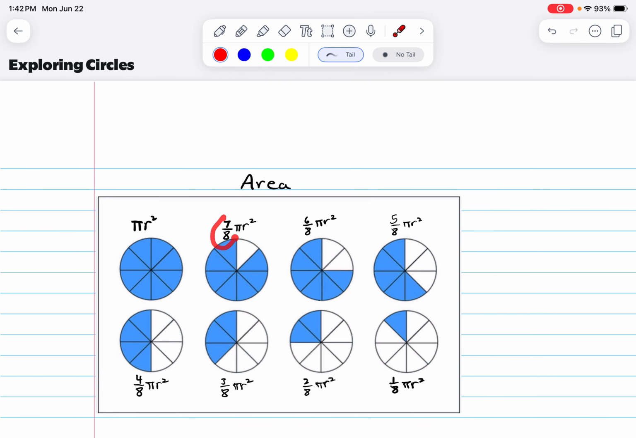So what we would do is we would say 7/8 times pi r squared. So we get the fraction of it. We take the area and multiply it by 7/8. We want 7/8 of the area. Likewise, over here, we've got 6/8, 5/8, 4/8. That's half of a circle, right? So we've got pi r squared, we want 1/2 of that, so I just multiply it by a half. Here is 3/8 times pi r squared, 2/8, and 1/8 times pi r squared. That's how we get the partial area, the area of a circular sector.